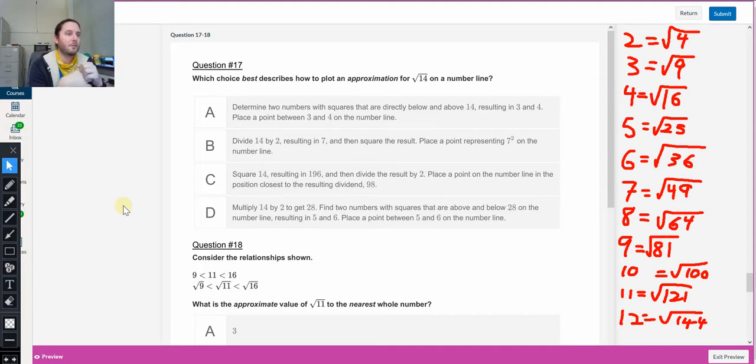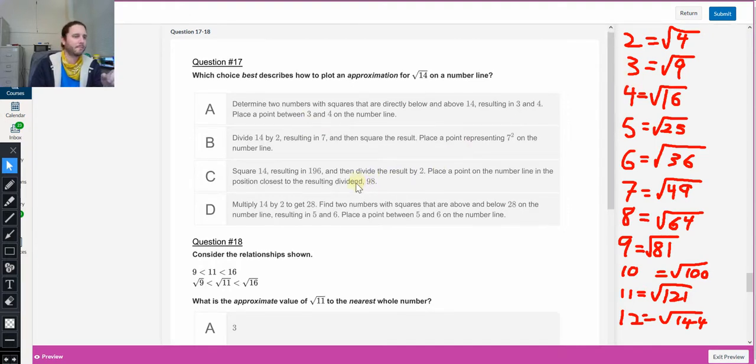And the way that you would do that is you would determine which two numbers are the squares directly above and below 14. You would look for the square roots that are really, really close, which is 3 and 4. Square root of 9, square root of 16. And then you would place the point between those two integers, between 3 and 4. That's how you would do it.